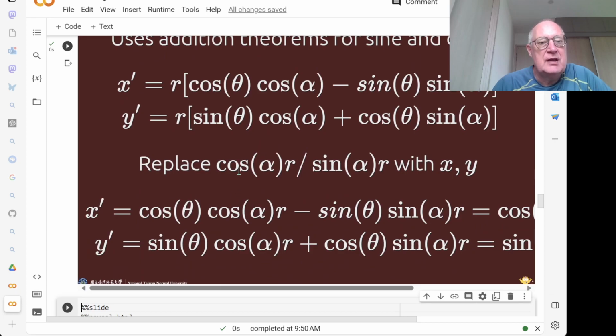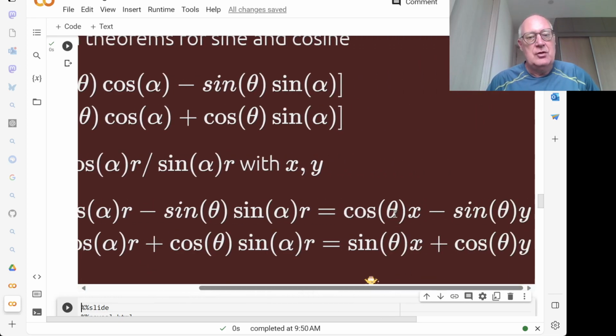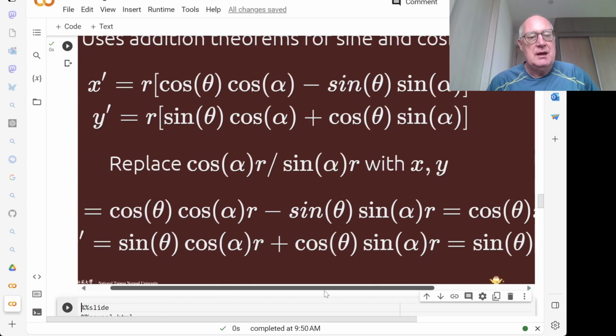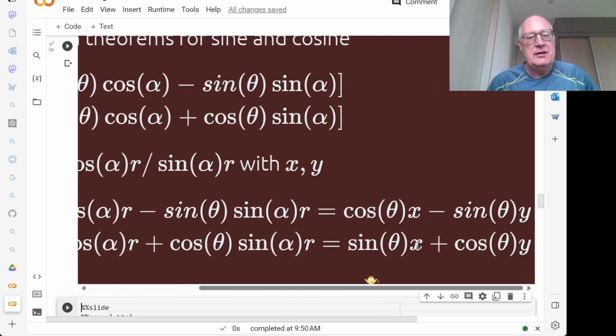So that means I can replace cosine alpha multiplied by r and sine alpha multiplied by r with x and y respectively. So that gives me x dash is cos theta multiplied by x minus sine theta multiplied by y, and y dash is sine theta x plus cosine theta y.